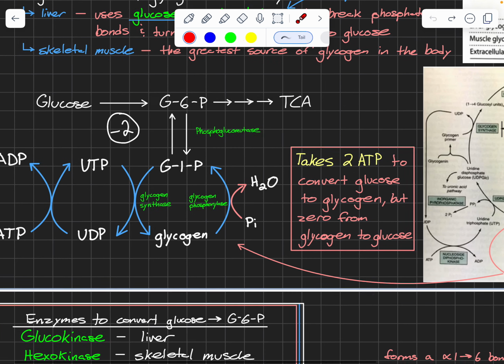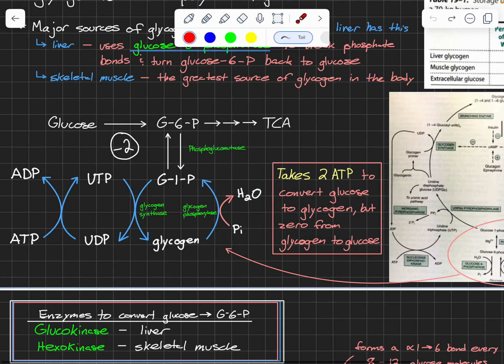So when our body tells us, hey, we need energy, our body's going to take our glycogen storages here and run them through the process of glycogen phosphorylase. We're going to pair it with a phosphate right here to have glycogen turn into G1P. And then we are going to convert G1P back into G6P and send it down the way towards the TCA cycle so we can continue to break down that G6P and eventually create energy for our body.